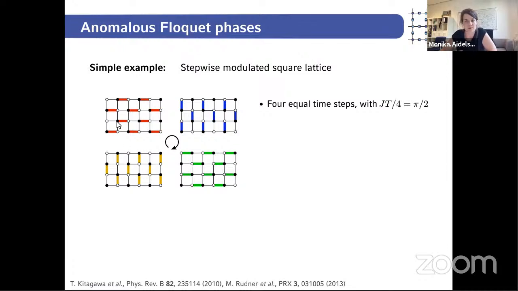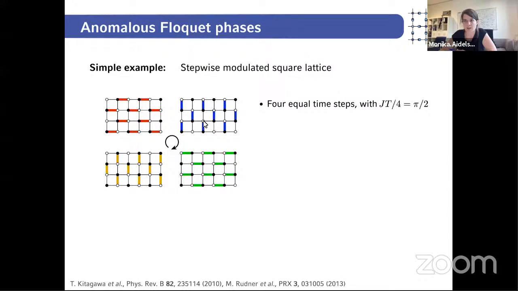a wave packet that was initially prepared on one of the sublattices, let's say on the black side, for this first time step where tunneling is turned on along the red bond, has exactly the amount of time it needs to tunnel from the black to the white lattice side. So if we prepare this initial state, let's say a wave packet or localized particle on the black side, and we follow this 4-step modulation protocol, during the first step, it will tunnel to the white side here.